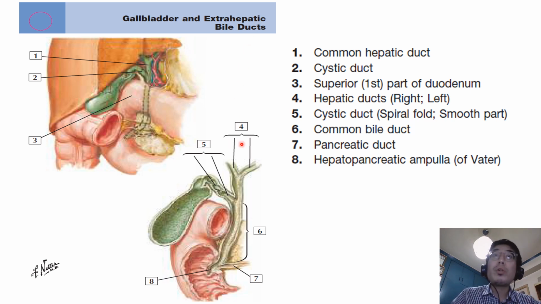Again, to recall, the bile is produced in the liver. It will leave the liver through the right and the left hepatic ducts. The bile will travel through the common hepatic duct. The bile will enter through the cystic duct so that it can be stored and concentrated in the gallbladder.